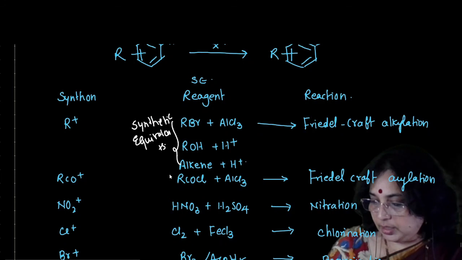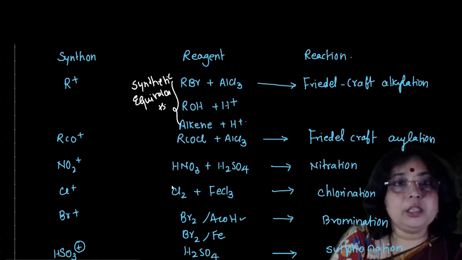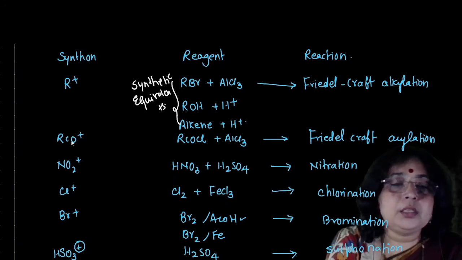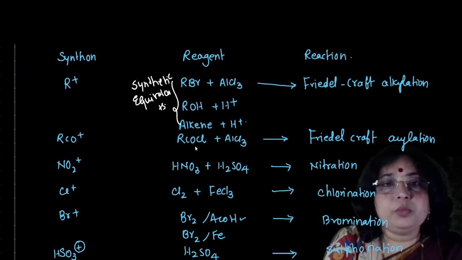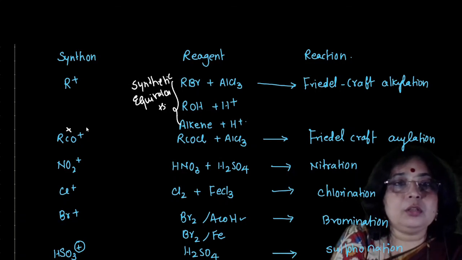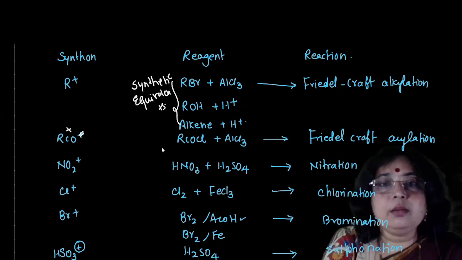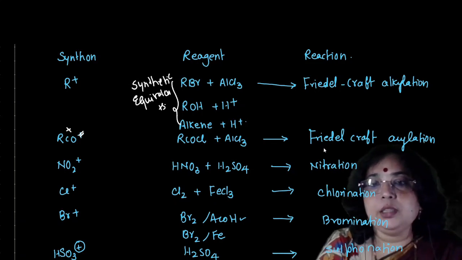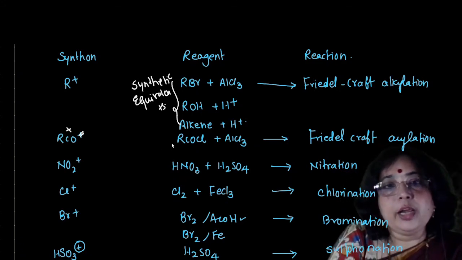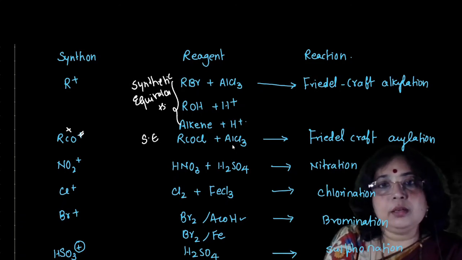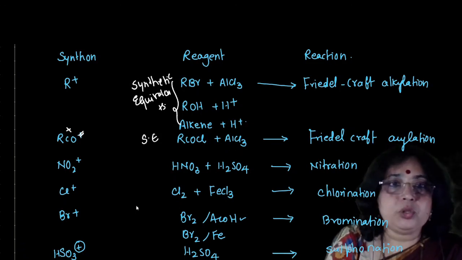Now let us see another synthon, which is a carbocation, RCO plus. Of course, this positive charge is on carbon and not on the oxygen. This is the second reaction which we have already seen, the Friedel-Crafts acylation, and the synthetic equivalent we can obtain is acyl chloride and anhydrous aluminum chloride. This is a Friedel-Crafts acylation.